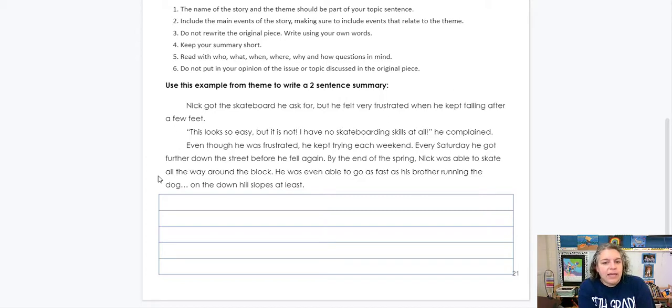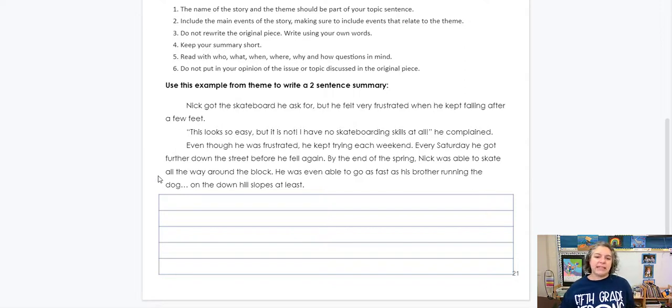Nick got the skateboard he asked for, but he felt very frustrated when he kept falling after a few feet. "This looks so easy, but it's not. I have no skateboarding skills at all," he complained. Even though he was frustrated, he kept trying each weekend. Every Saturday, he got further down the street before he fell again. By the end of the spring, Nick was able to skate all the way around the block. He was even able to go as fast as his brother running the dog, on downhill slopes at least.